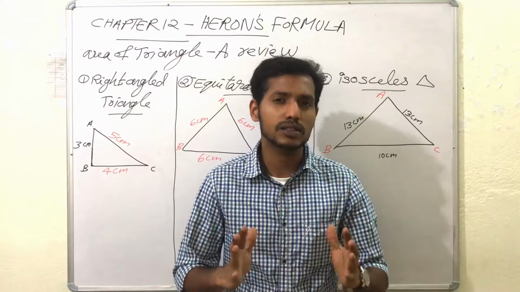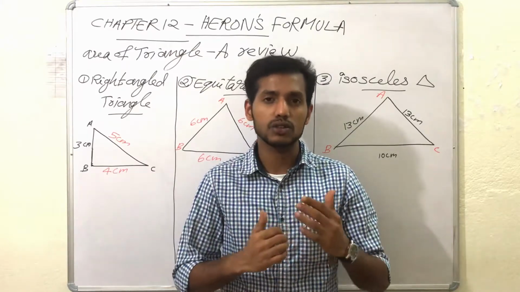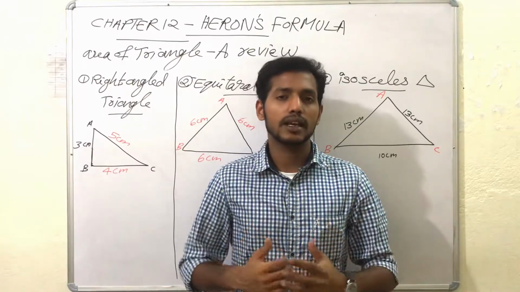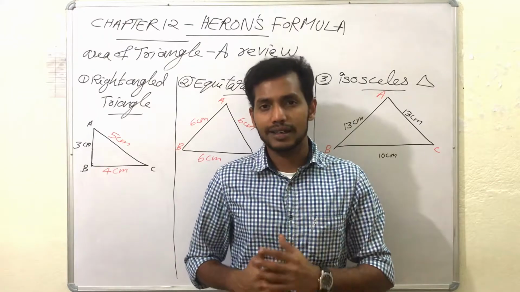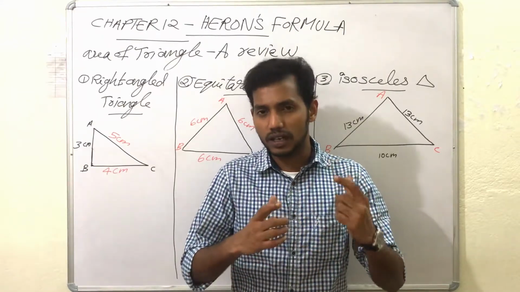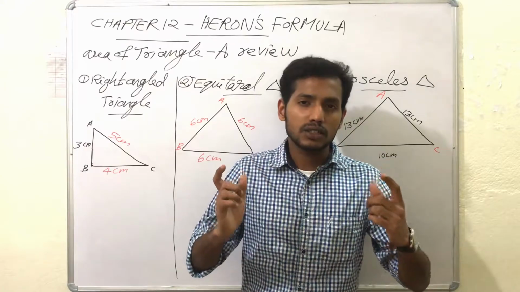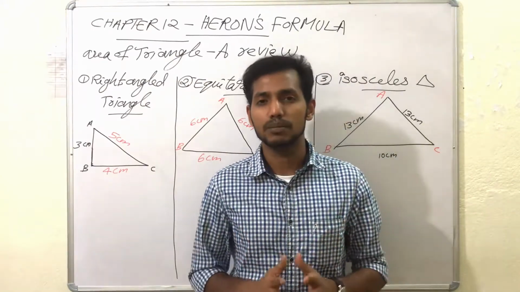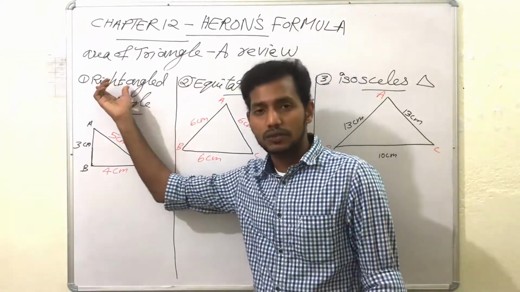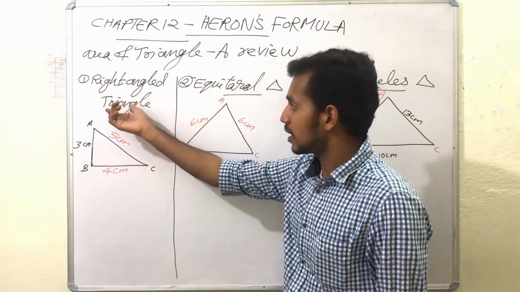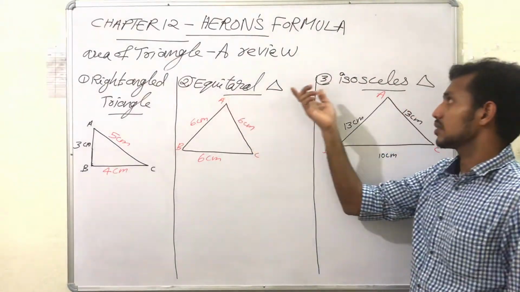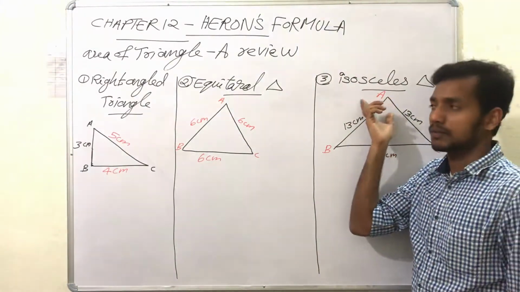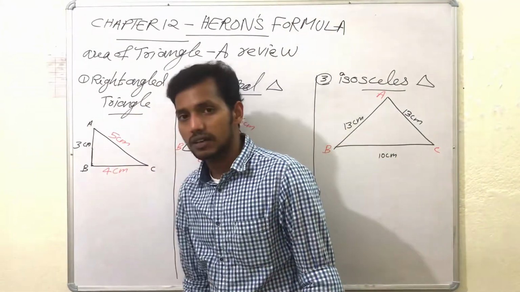So before going to discuss area of a triangle by using Heron's formula, we can take a quick review regarding the determination of area of triangle if altitude and base are given. This we already have learned in previous classes. We can use the formula to find the area of a right angle triangle, equilateral triangle as well as isosceles triangle. So first we can take a right angle triangle.